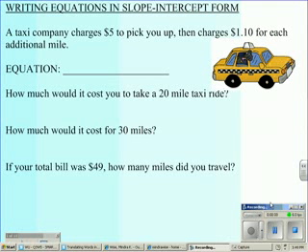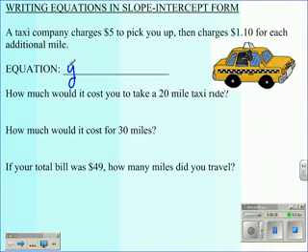Today we learned about writing equations in slope-intercept form given real-world situations. For instance, a taxi company charges $5 to pick you up, then charges $1.10 for each additional mile. So if we were to write the equation of this in slope-intercept form, it would look like y equals $1.10 times x plus 5, because we started at 5, no matter what.